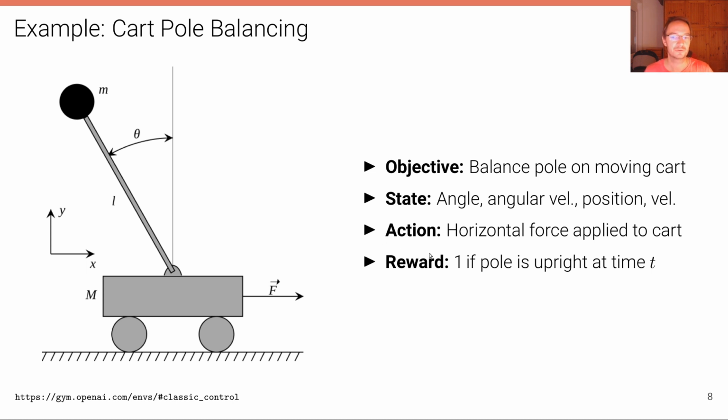Now the action is to apply this horizontal force to the cart such that the pole is upright, but the reward, as you can see here already, is very sparse. The reward is 1 if the pole is upright at time t, and it's 0 otherwise. So if the pole is facing down, the agent has to experiment with the environment in order to actually observe the first reward, which makes the problem very hard.